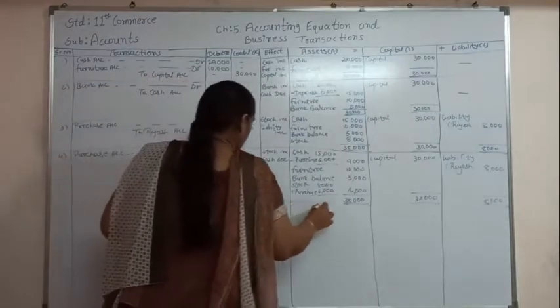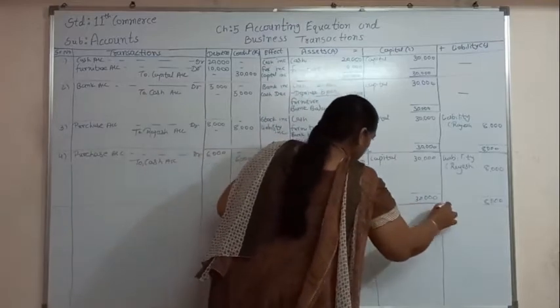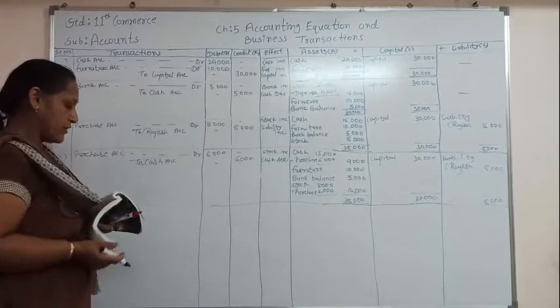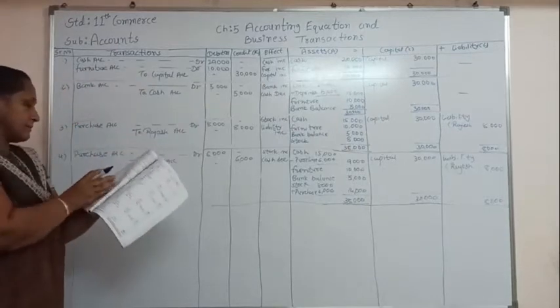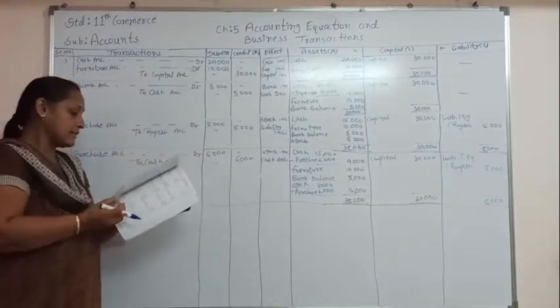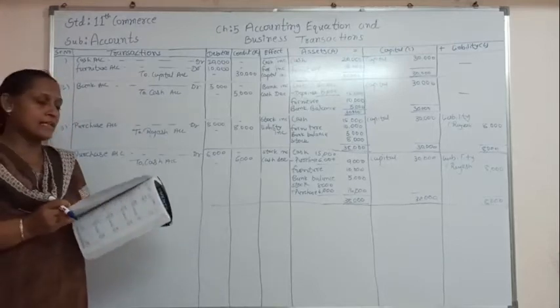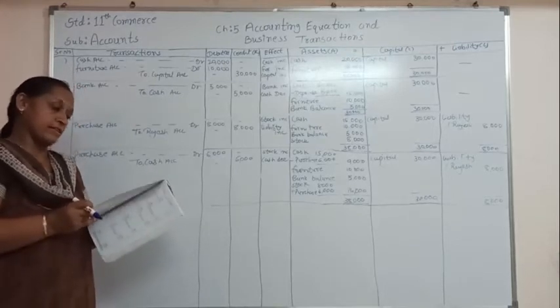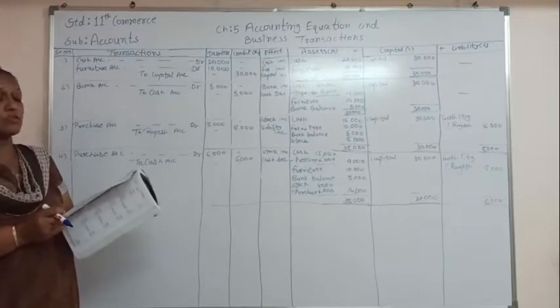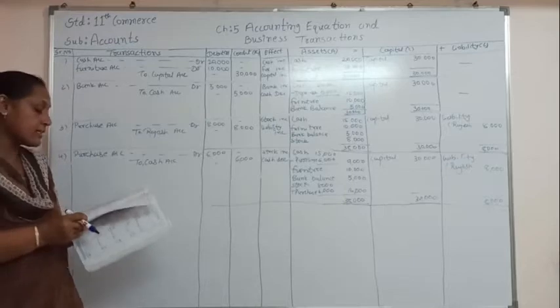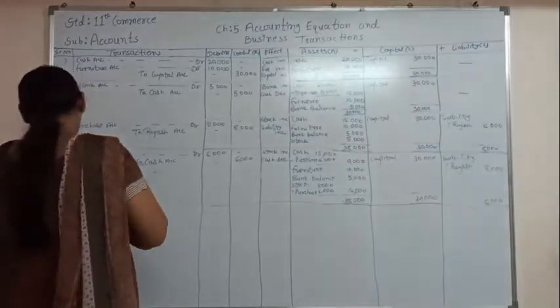Now let's see the next transaction, that is transaction number 5. And for that let's see the transaction. Goods of rupees 5,000 sold for rupees 9,000 to Raman on credit. So here we have sold the goods. For that Raman account debit to sales, that journal entry we are going to pass.